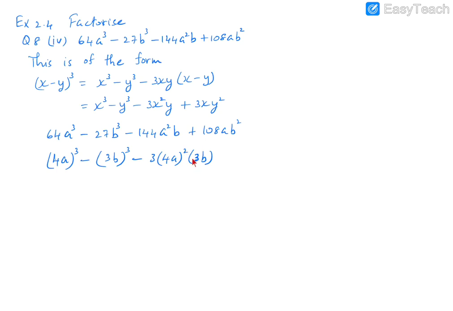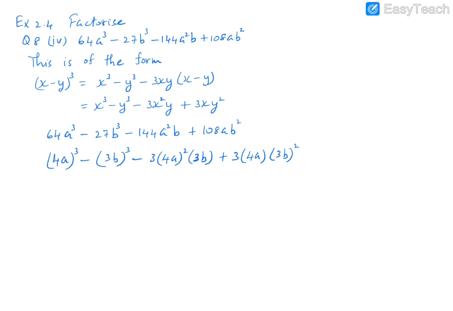So it's 3 into 4a the whole square into 3b, and the last term is 3 times xy square. So plus 3 times, in place of x we have 4a, and in place of y we have 3b the whole square. So now let's evaluate this and see if we get the same 108ab square. So 3 square is 9, 9 into 4 is 36, and 36 into 3 is 108, okay, into a into b square. Okay, so it matches, everything is evaluating correctly.